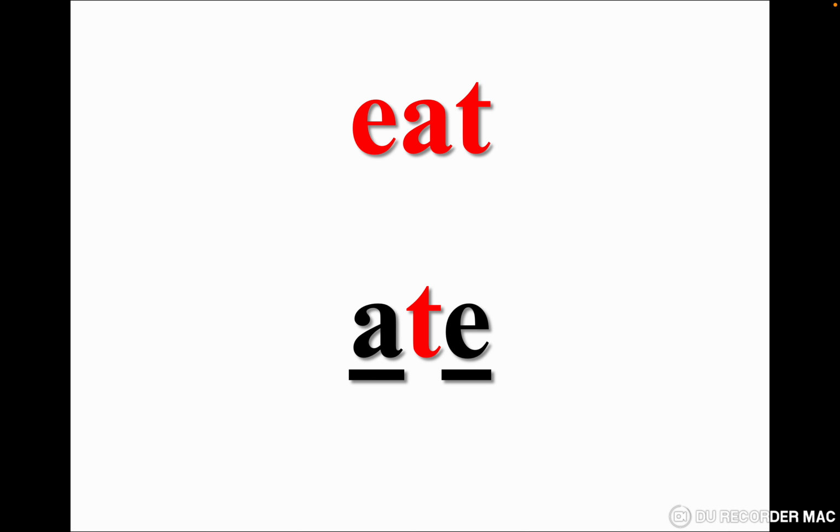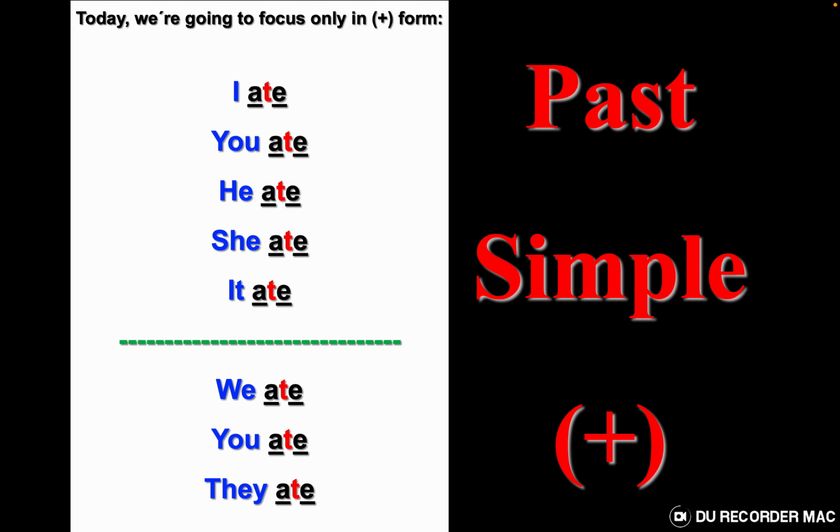Let's continue. Eat is the present. The past of eat: students often pronounce it like the preposition at, but that is not correct. This verb is pronounced like the number eight. So the past of eat is eight. Let's see ate with all pronouns. I ate. You ate. He ate. She ate. It ate. We ate. You ate. They ate. Let's go to the next verb.